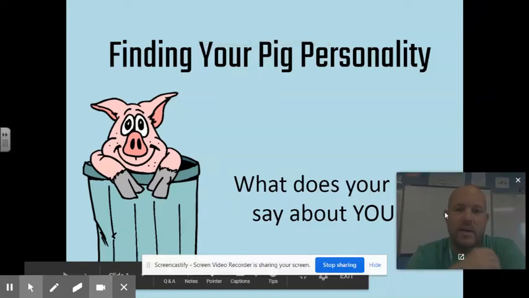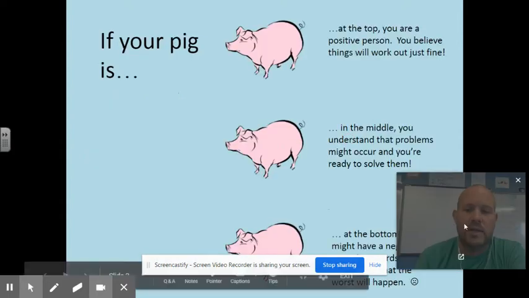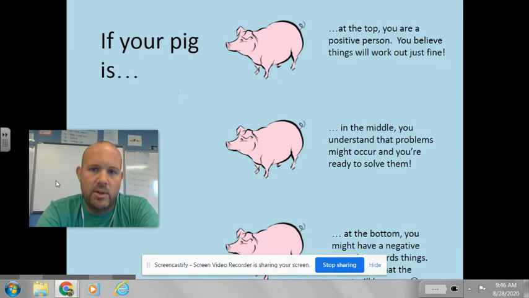All right, so now that you have drawn a picture of a pig, we are going to take a look at your result. So we're going to look at your picture and find out what your picture says about your personality. Okay, so we're going to go through step by step. The first thing we're going to look at is, where is your pig located on the paper?